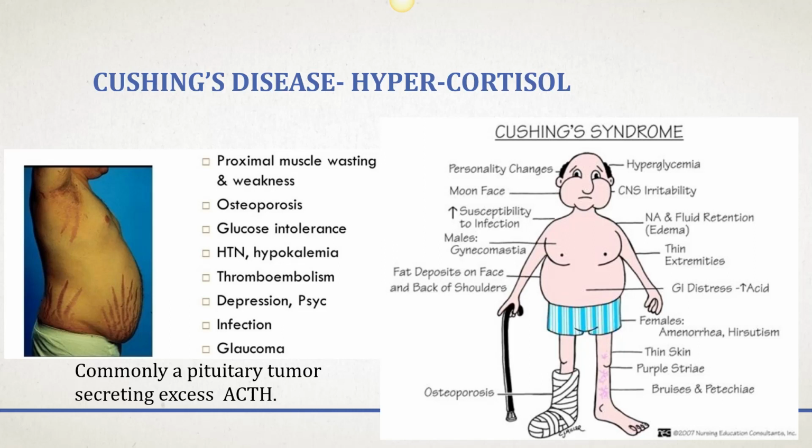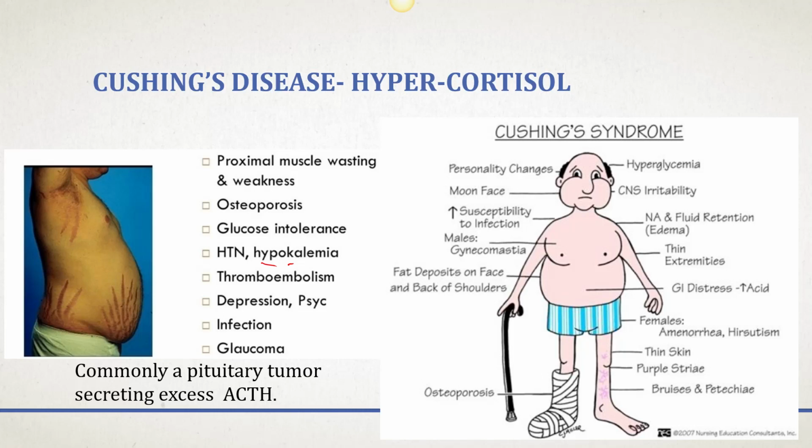So proximal muscle wasting and weakness, osteoporosis, glucose intolerance, hypertension, hypokalemia, if you remember that term, not enough potassium, and you know what that has to do with the heart rate, thromboembolism, depression, psychiatric disorders, infections, so an increased likelihood of infection, glaucoma can happen. So that's an increase of aqueous humor fluid in the anterior cavity of the eye. So you have blurry vision from that. Then you can see what else can happen.